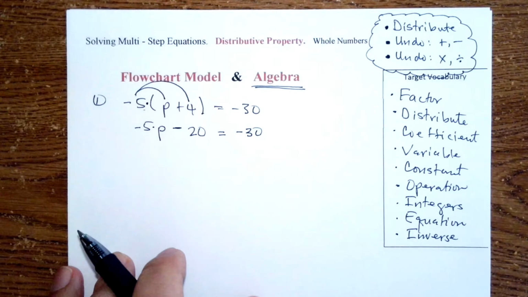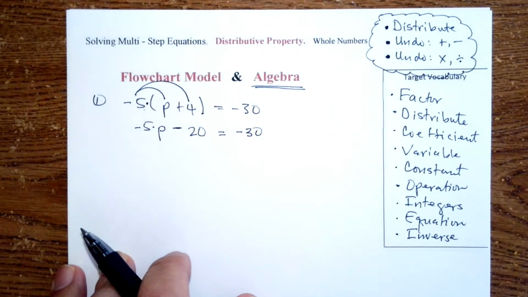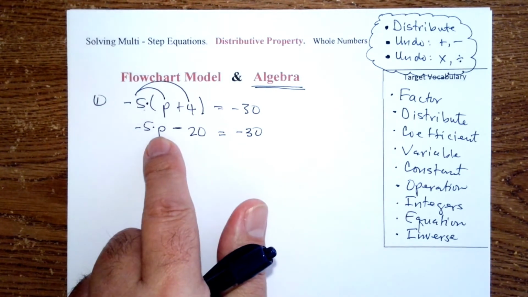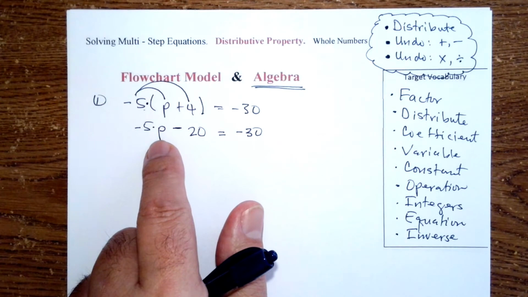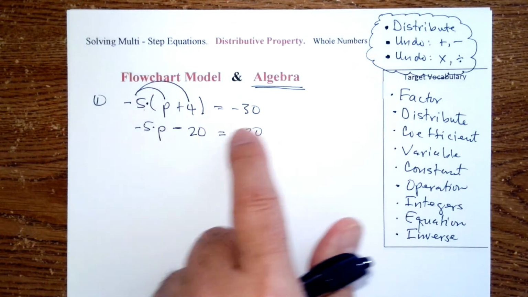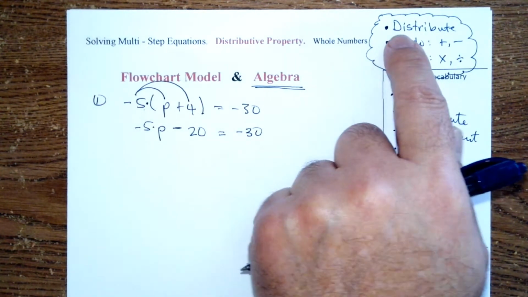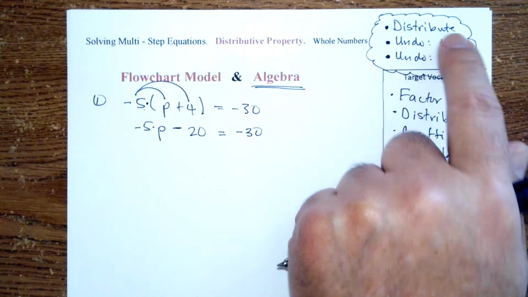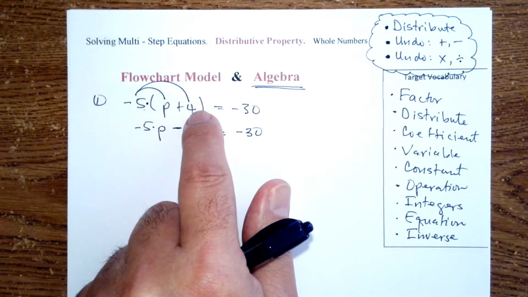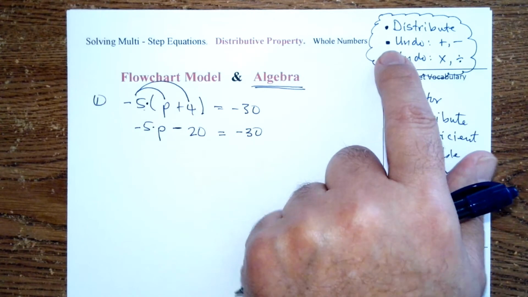Boys and girls, I have a question for you. What's your mission in life? Your mission in life is to get that variable p all by itself. And how? Well, let's go back to our cloud. Did we distribute? That was our first step. We multiply through by negative 5. We're good. What's the next thing?